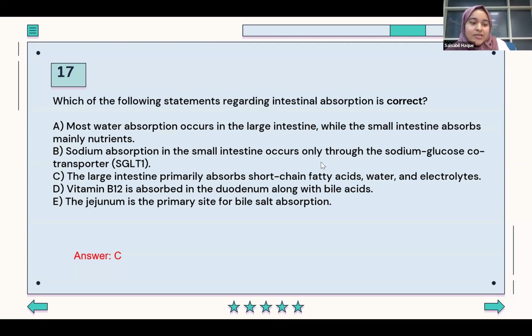Yes, exactly. Perfect. And then option E, jejunum is the primary site for bile salt absorption. This is again not true. Can you tell me where bile salt is primarily absorbed? Also the ileum. Good. Perfect.